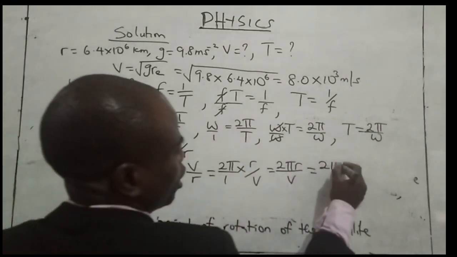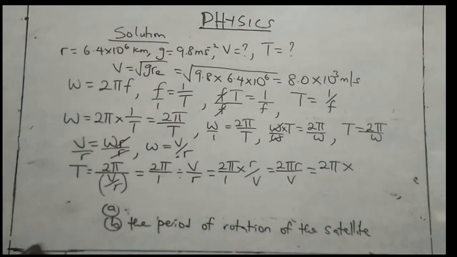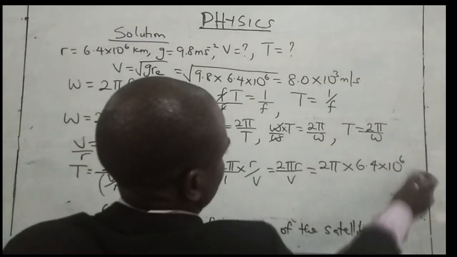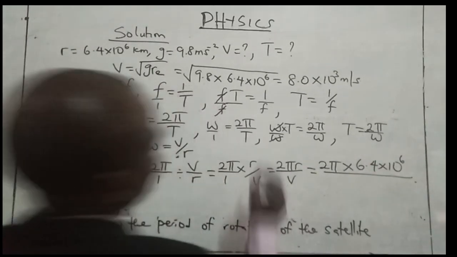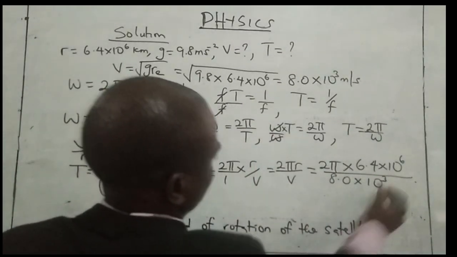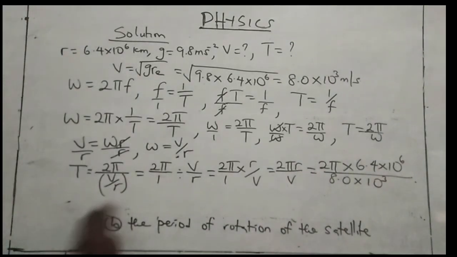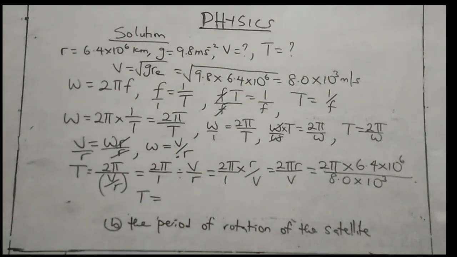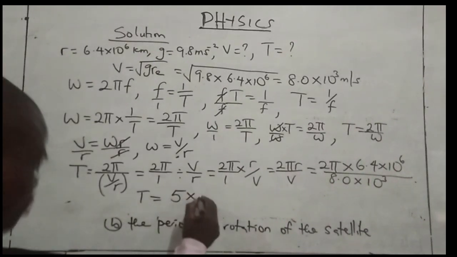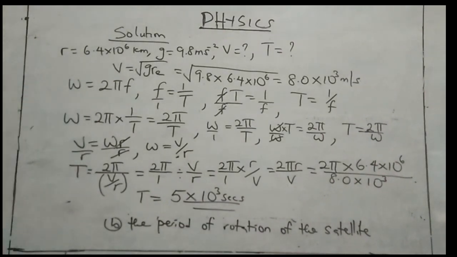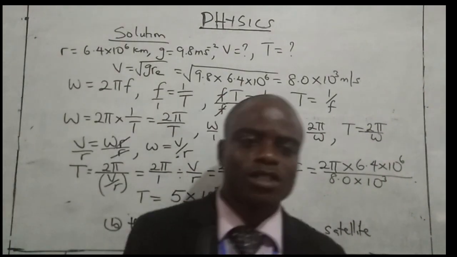Substitute your values: 2 pi times the radius of the Earth, 6.4 times 10 to the power 6, divided by the velocity. Go to your first calculation, 8.0 times 10 to the power 3. Your period T equals, when you multiply 2 pi times 6.4 times 10 to the power 6 and divide, after pressing your calculator, 5 times 10 raised to the power 3 seconds. That's the period of rotation of the satellite.